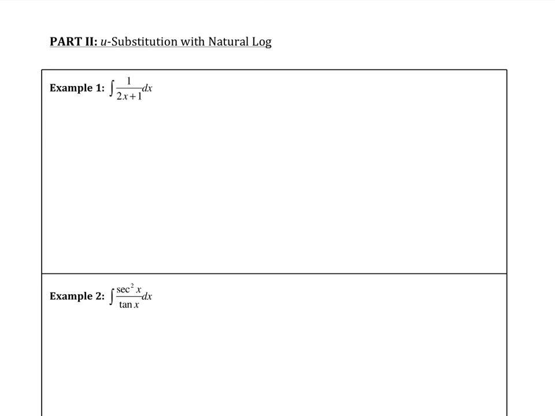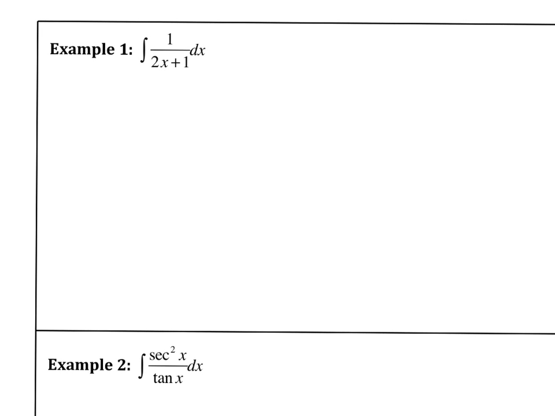Okay, so let's begin with example 1. Let's just zoom in a little bit here. Okay, so here on the bottom, I see a function, and then my question to myself is, if I say that this is my function u, do I see its derivative on top? Well, yes and no, but we know that with u substitution, that's not an issue, right?